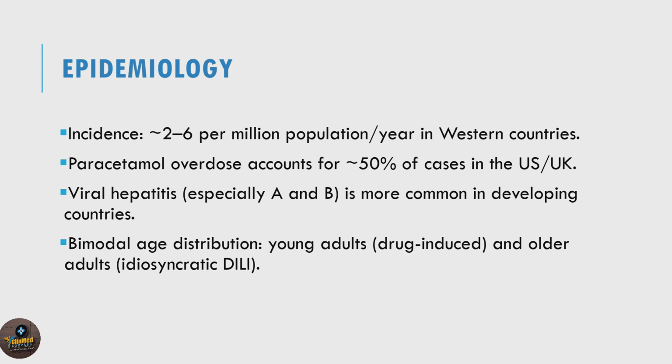Briefly on the epidemiology, the incidence of acute liver failure is estimated at 2 to 6 cases per million per year in Western populations. In developed countries, paracetamol overdose accounts for nearly 50% of cases of acute hepatic failure. In contrast, viral hepatitis, particularly A and B, is the predominant cause in developing countries. This condition shows a bimodal distribution. Young adults are often affected by drug-induced acute liver failure, while older adults may develop idiosyncratic drug-induced liver injury.